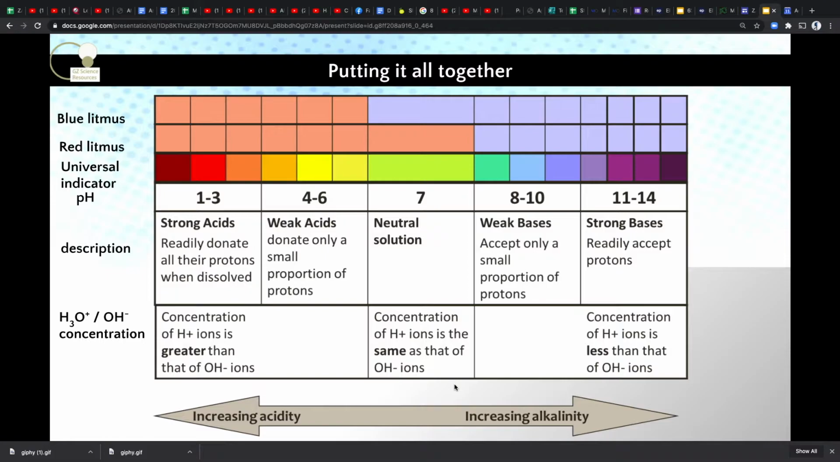So putting it all together, with some basic knowledge we had, if we use red litmus paper versus blue, we know what colors they should stay or turn into. Red litmus paper stays red in acidic conditions, and it turns blue in alkaline, and vice versa for blue. And at pH 7, they both stay red or they both stay blue. And we know the relative concentrations of hydrogen to hydroxide ions at the different pHs.